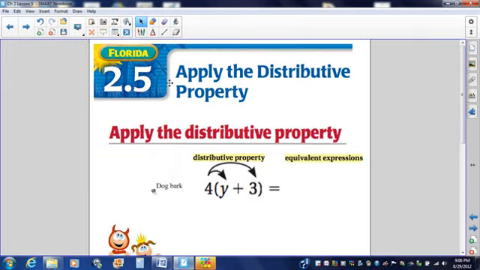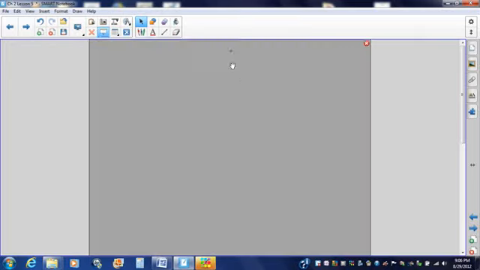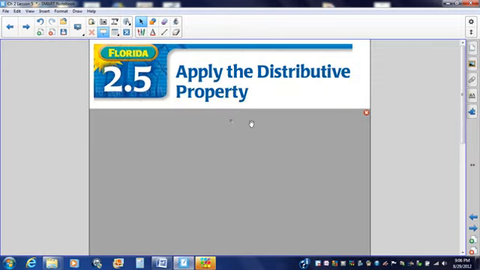If you guys would, please take out your notes and homework spiral. This is going to be lesson 2.5, distributive property. Please take out your classwork, homework spiral, and write down lesson 2.5, the distributive property.